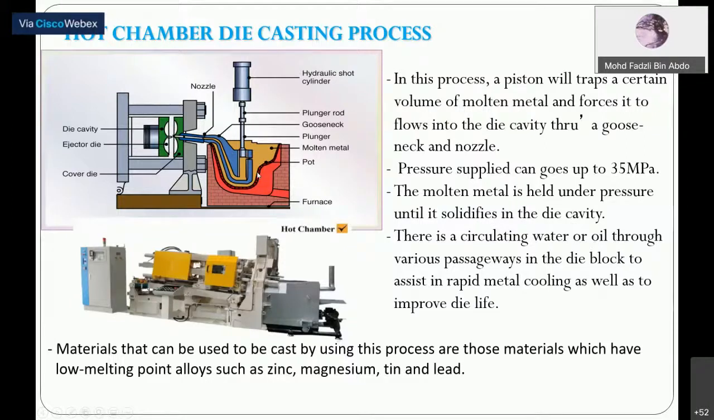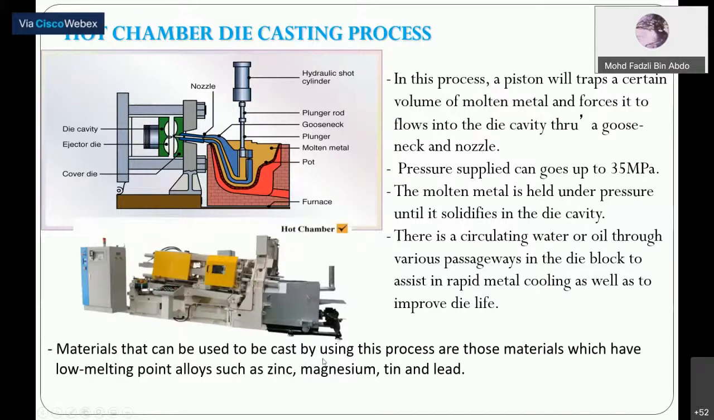Maksudnya molten metal ni akan continuous dalam pressure hydraulic cylinder ni tadi, dalam pressure sehingga molten metal ni akan solidified lah dalam this die cavity. There is a circulating water or oil through the various passageways in the die block to assist in rapid metal cooling as well as to improve the die life. Okay, ni yang sebenarnya lah die casting.